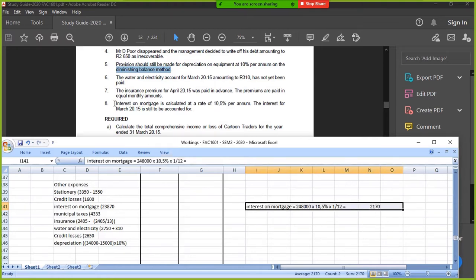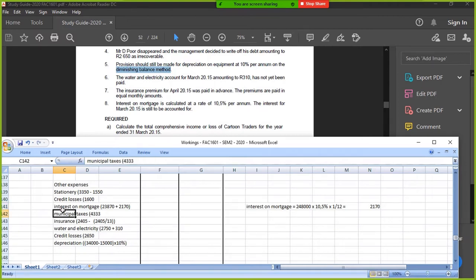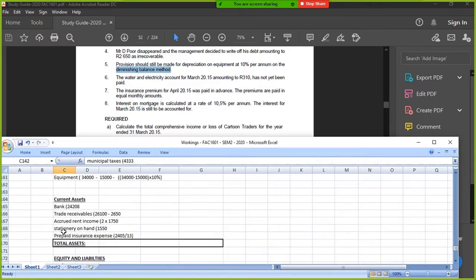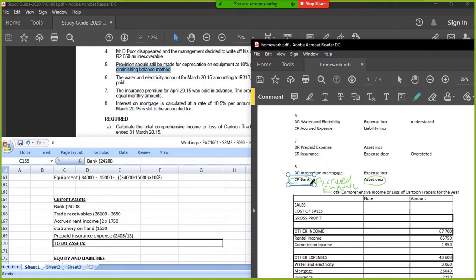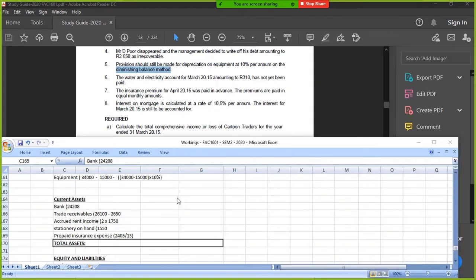Notice in the question they said it still needs to be accounted for. So your debit for the interest is correct. You're going to show a plus here, 2170, close brackets. And then you're not going to affect bank here because it hasn't been paid. I'm not going to credit bank, so I'm not going to put that there. Your working should have been, just have a look, it should have been credit accrued interest expense. So fix that working so you've got the right one on your Excel spreadsheet.